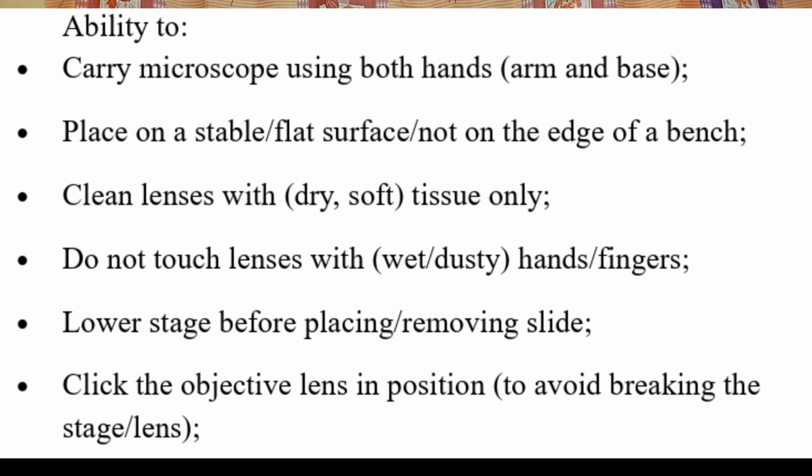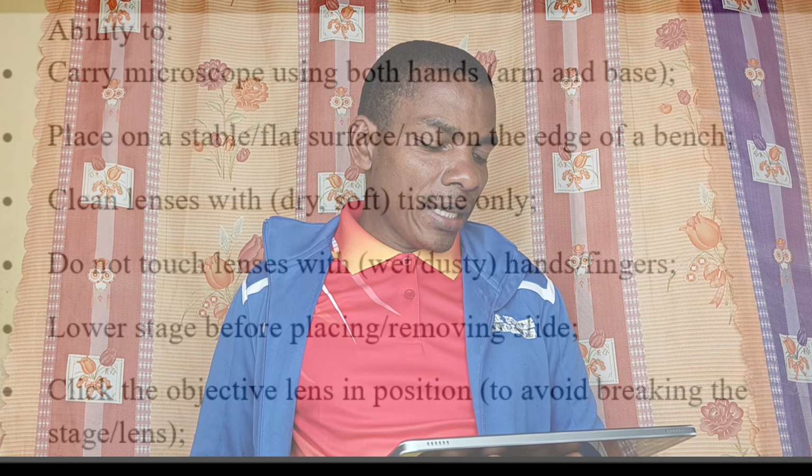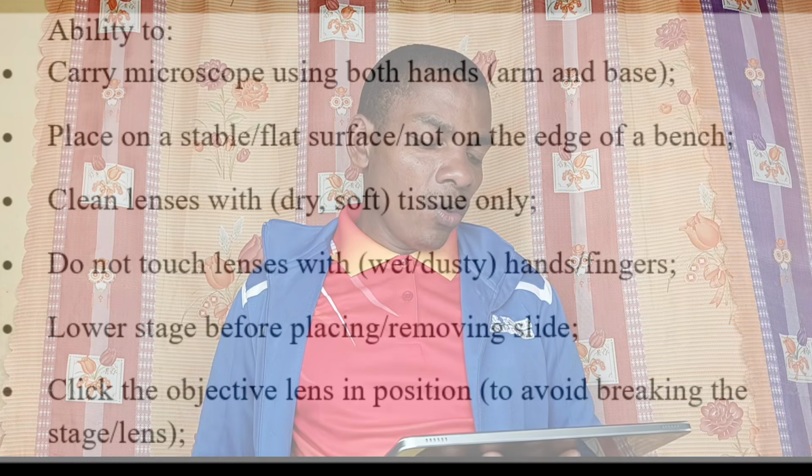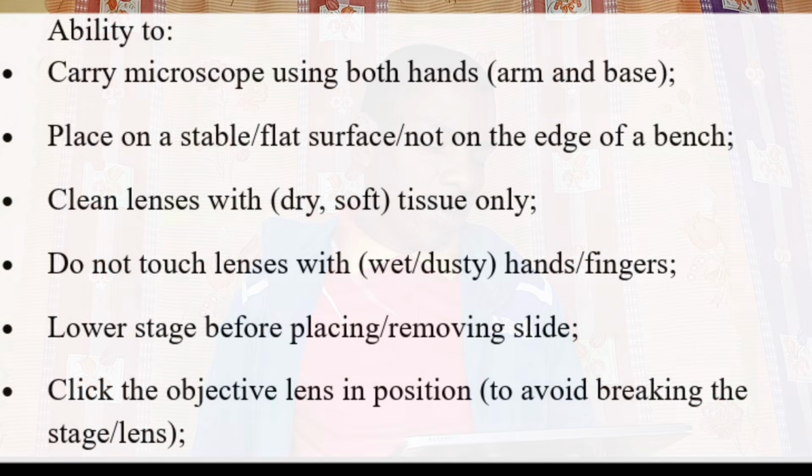Do not do that. Then ukisahau na hiyo, you can also talk of lower stage before placing or removing slide. So nafaa you lower the stage before removing slides. Then number last, click the objective lens in position to avoid breaking the stage or lens. Those are the precautions that we should take when handling the microscope or light microscope.